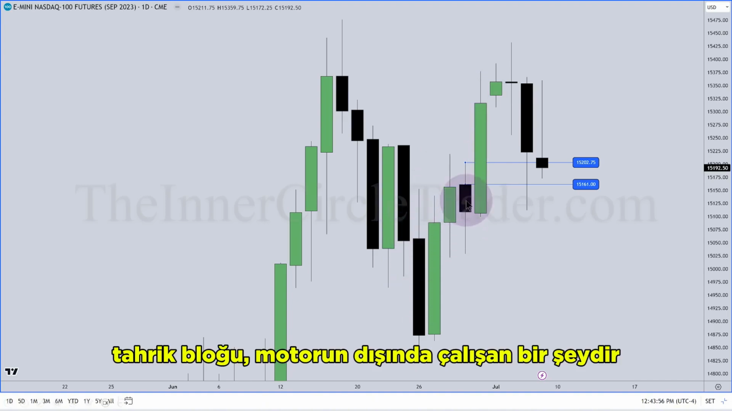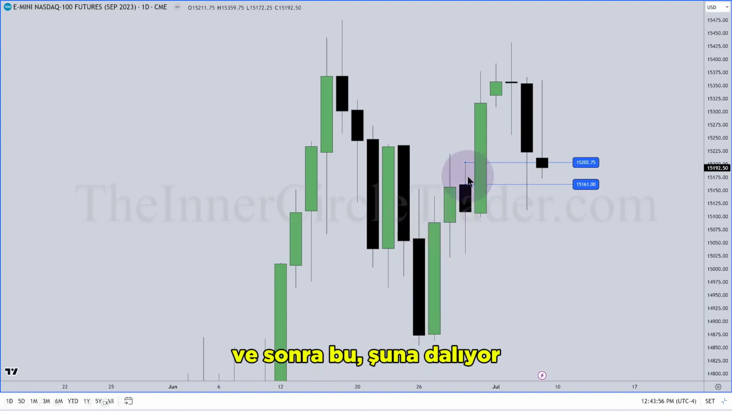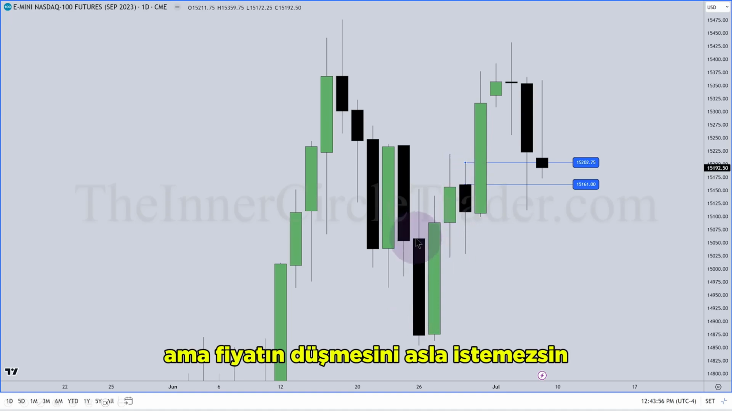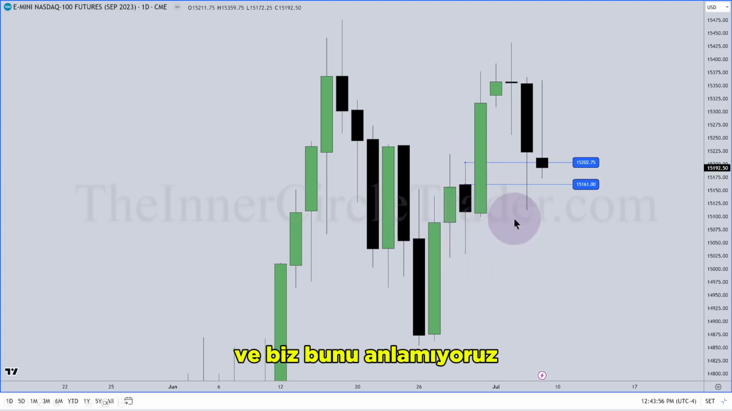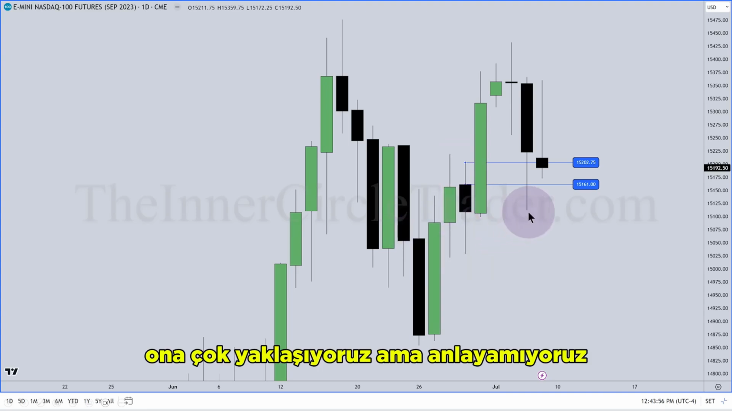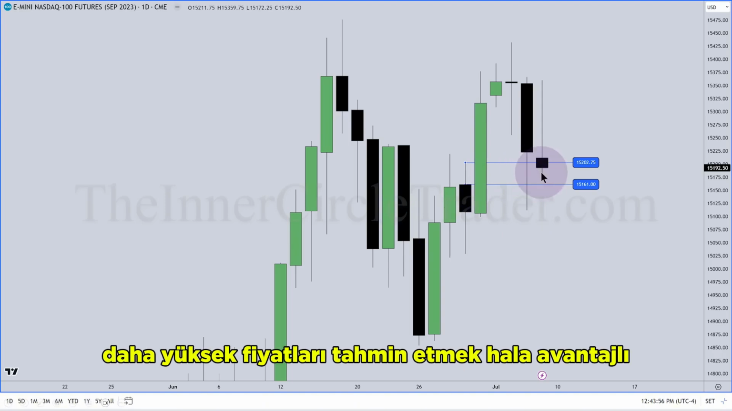Propulsion block. Propulsion block is something that works off of an earlier order block. So we have an order block here, and then this one digs into that one. But you don't ever want to see price go down below half of this candle's body. And we don't get that. We get real close to it, but we don't get it. So that to me tells me that the next day, it's still advantageous to anticipate higher prices.